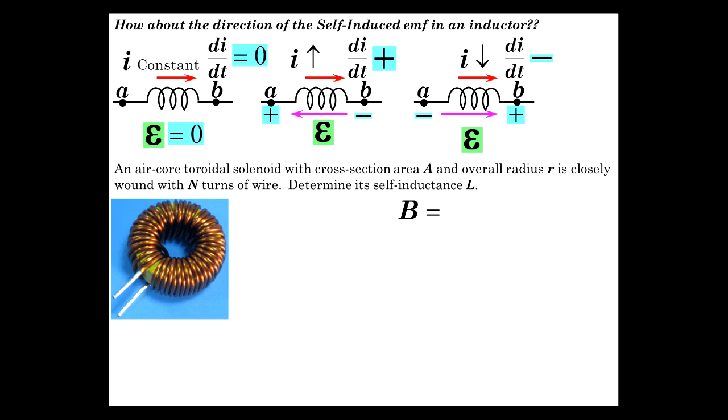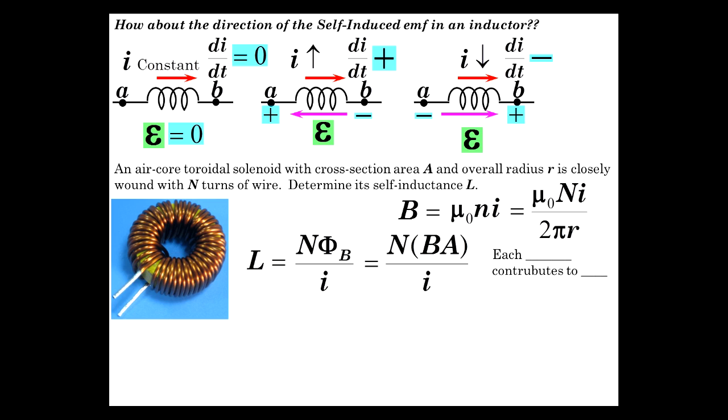So we just go back to the fundamental idea. B is equal to mu_0 N i, which is mu_0 big N i over 2 pi r, turns per length. Now, the self-inductance is N Phi_B over I. Okay, so that's N. Phi_B is BA over I, and we know what B is. Consider that each turn contributes to B, so the B field itself is proportional to N. So it's N times B times A over I.